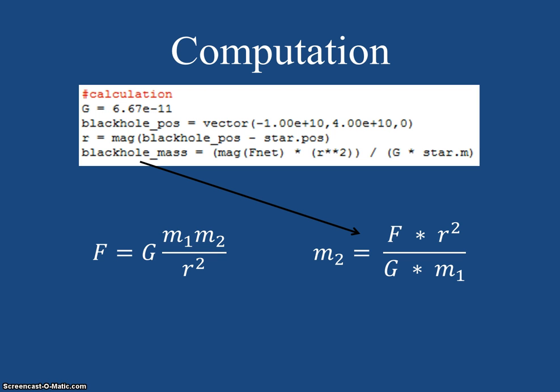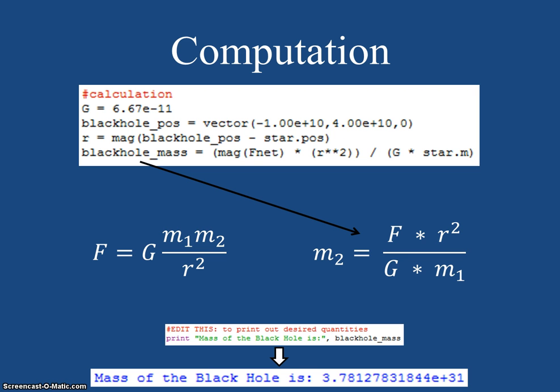The final part of the code will calculate the answer to the lab question. Using given values and the force calculated, the mass of the black hole can be calculated and printed. Newton's law of universal gravitation is rearranged to solve for the mass. The mass of the black hole was found to be about 3.7813 times 10 to the 31 kilograms.